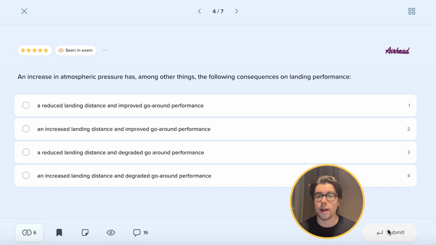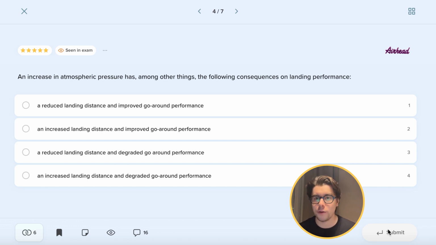And now for question number 4. An increase in atmospheric pressure has, among other things, the following consequences on landing performance. So remember that as you increase the atmospheric pressure, it's exactly the same as decreasing your altitude. So this also will be the same if, for example, the temperature decreases. With decreasing temperature, your pressure will increase. So in that case, two things will happen.